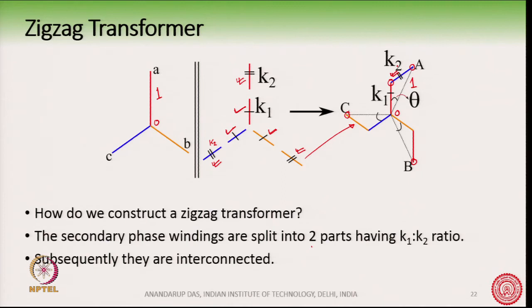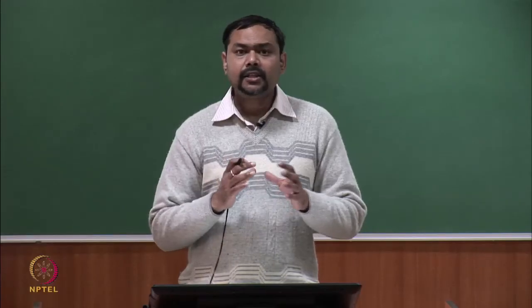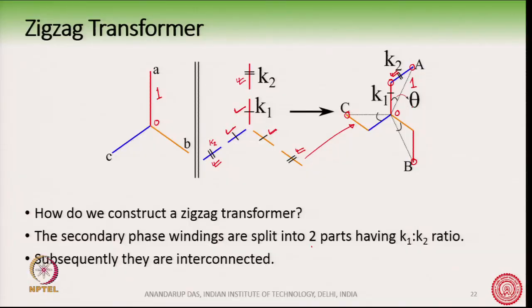So, what does that mean? How did K1 and K2 originate? Because we had split the winding into K1 and K2 parts. Therefore, by changing the ratio of K1 and K2, I can change the value of theta here. This creates an advantage, that this theta value is adjustable depending on the values of K1 and K2 chosen.